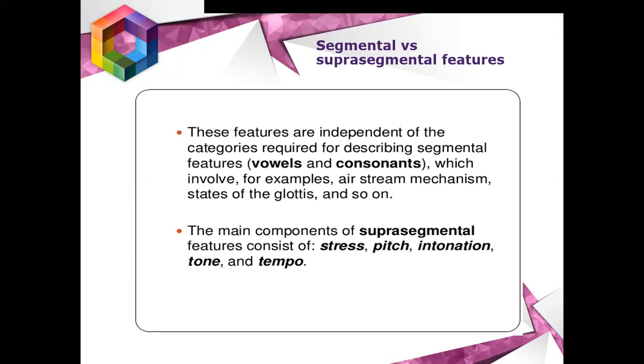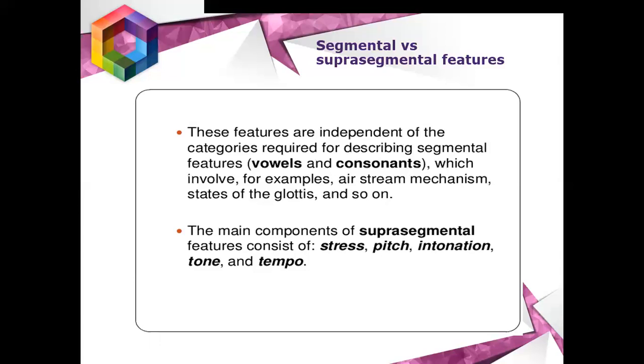Okay, so we are going to talk about segmental versus suprasegmental features, okay? So, these features are independent of the categories required for describing segmental features, vowels and consonants, which involve, for example, airstream mechanisms, states of the glottis, and so on, okay? So, segmental is what we have learned till now. I mean, the place of articulation, the role of the articulators, and the consonants and vowel features, the sounds of the symbols in isolation, okay? So that is segmental features, okay?